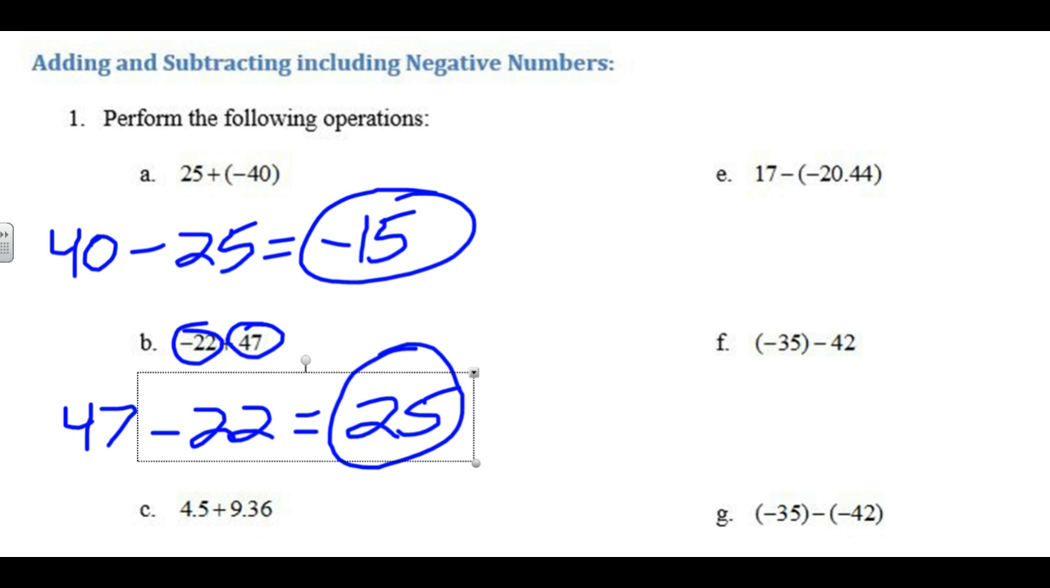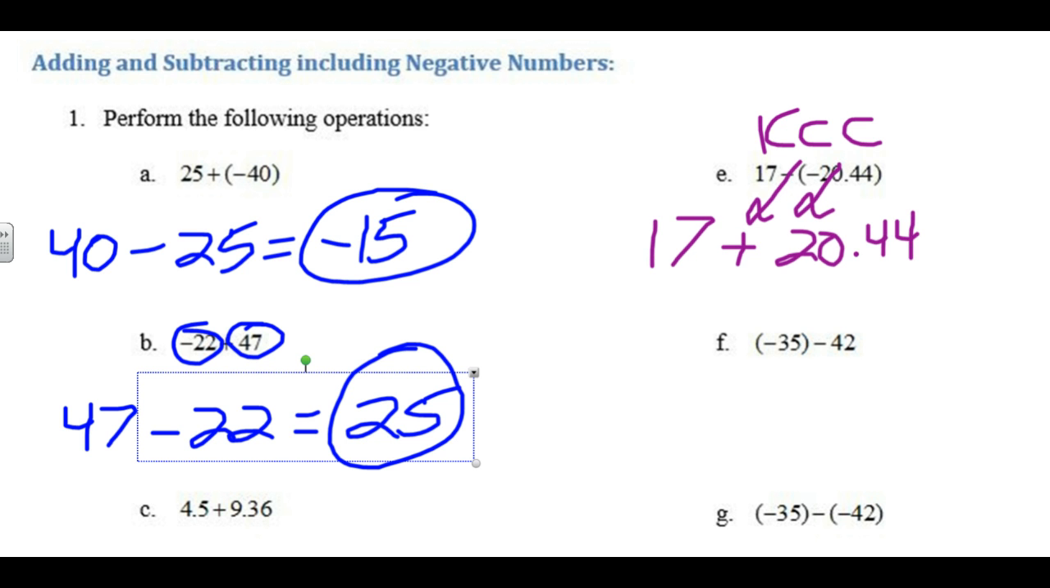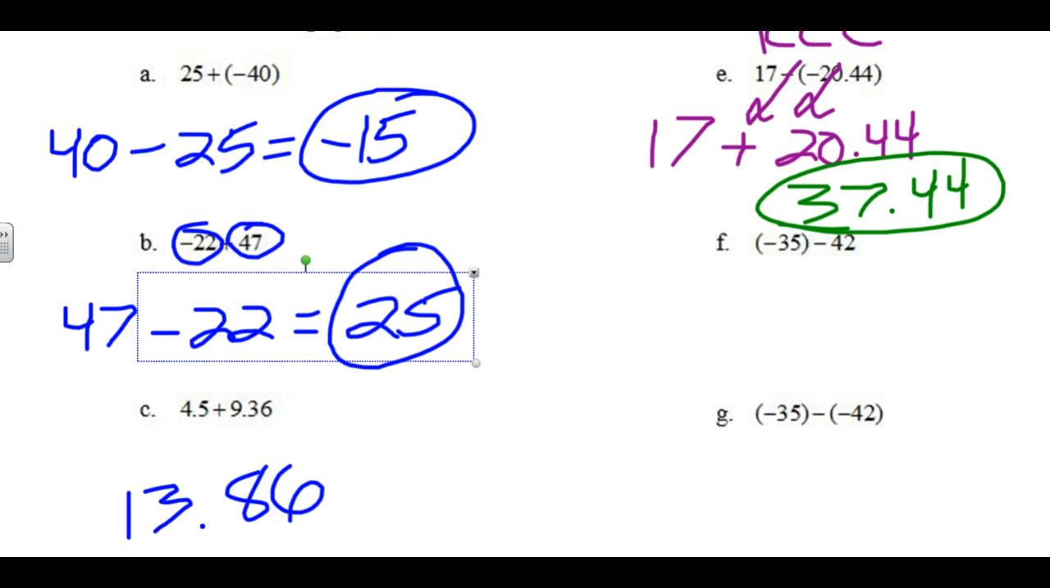So in letter E, KCC, we keep the 17, change the subtraction to an addition, change the negative 20.44 to a positive 20.44, and with all of that together, it just becomes a regular addition problem, one with two positive numbers that we're familiar with. So 37 and 44 hundredths is what we're after in the end. For F, we're going to do the same thing. We're going to keep the negative 35.